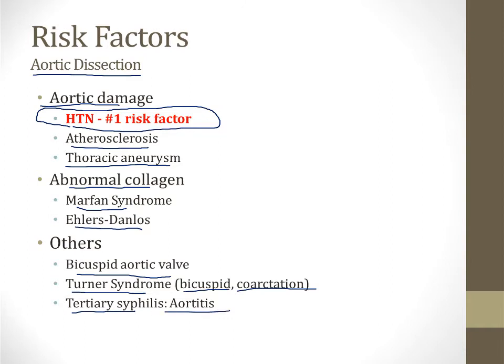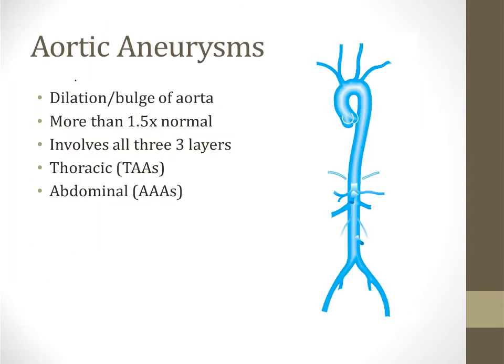aortitis. The inflammation that occurred as part of the syphilitic infection would involve the vasa vasorum. That would lead to an aortitis. So patients who had tertiary syphilis often developed aortic dissection or a thoracic aneurysm decades ago when tertiary syphilis was more common. So now that we've talked about dissection, let's talk about aortic aneurysms, which we've been touching on in our discussion of risk factors for dissection.